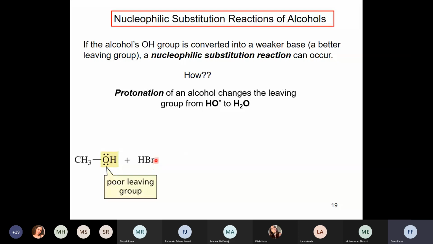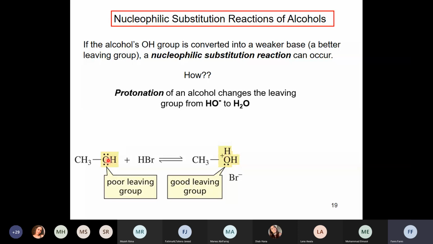So the first step of the reaction is an acid-base reaction. With the alcohol acting as a base, the HBr as an acid, بصير في transfer of proton from the HBr to the alcohol. So what we get, the alcohol is now protonated. صار عندي protonated alcohol.